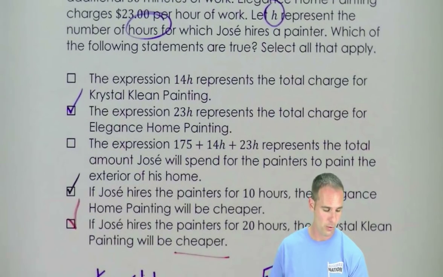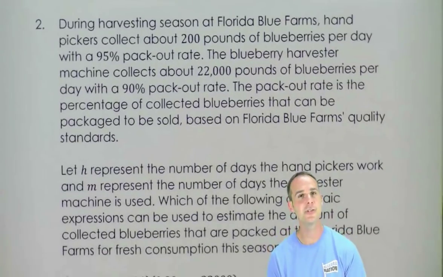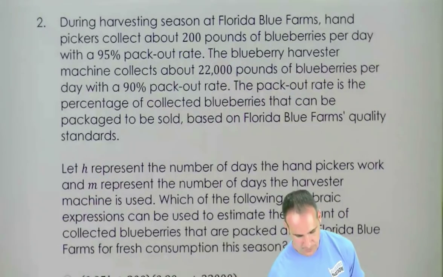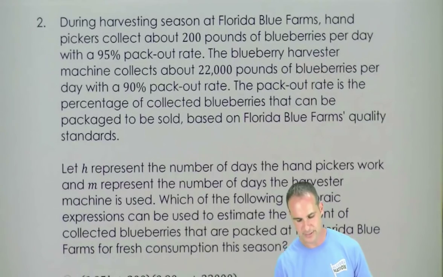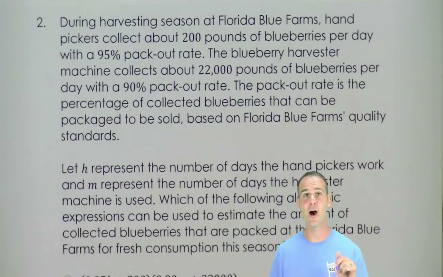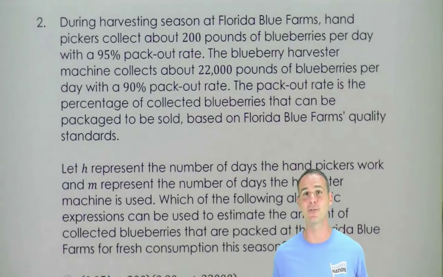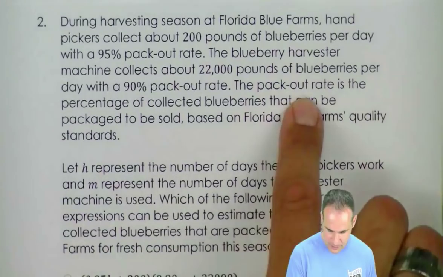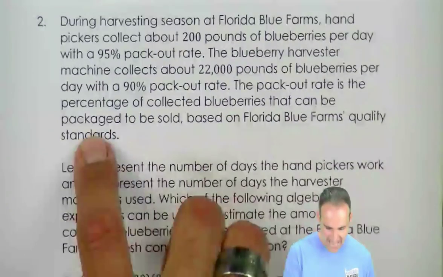We have one more question to beat the test on the next page. During harvesting season at Florida Blue Farms, hand pickers, that's where they pick, collect about 200 pounds of blueberries per day with a 95% pack-out rate. The blueberry harvester machine collects 22,000 pounds of blueberries per day with a 90% pack-out rate. Well, what's a pack-out rate? That's the first question I'm thinking of, and here it is. The pack-out rate is the percentage of collected blueberries that can be packaged to be sold.